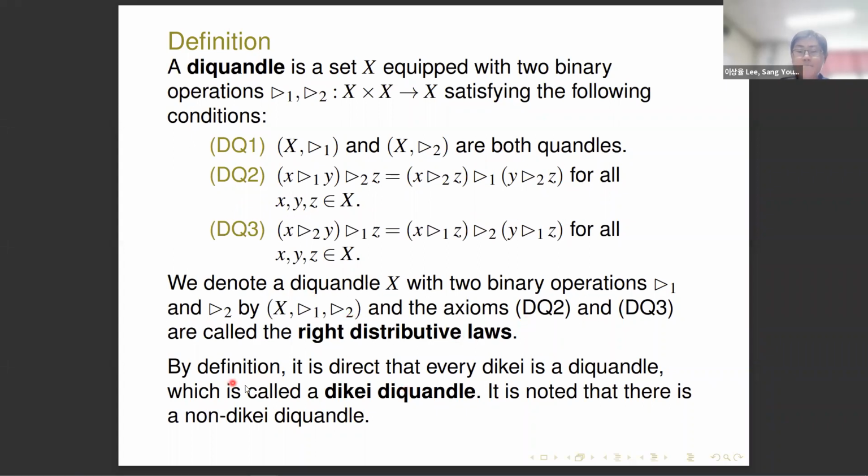By definition, it is direct that every dikei is a diquandle, which is called a dikei diquandle. And it is also noted that there are non-dikei diquandles.